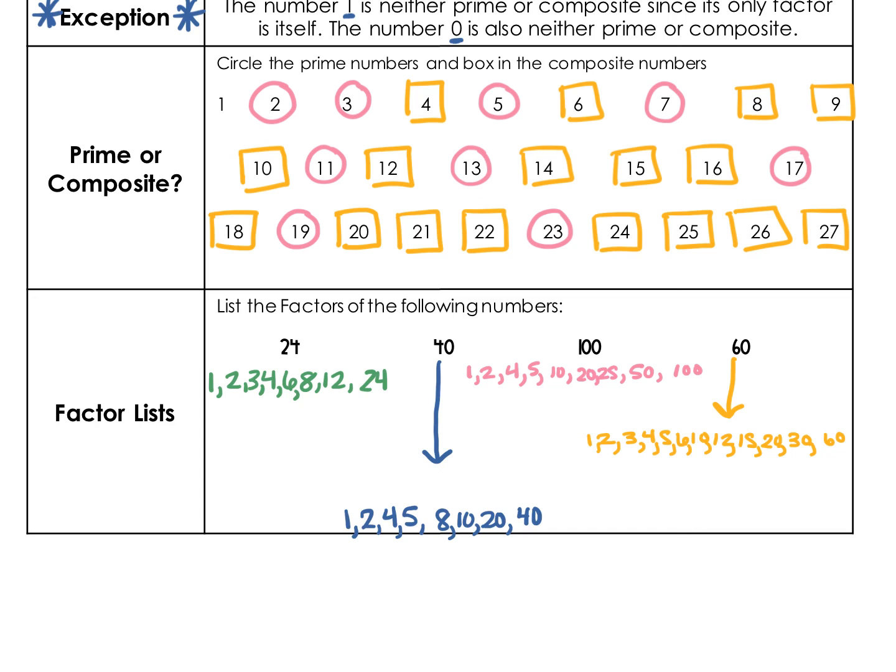Most of these should have been pretty easy. You'll notice that in the number 100, I only listed the number 10 once. It's because I'm listing the factors. And so 10 times 10 equals 100, but we only have to list that number 10 once in the list of factors.